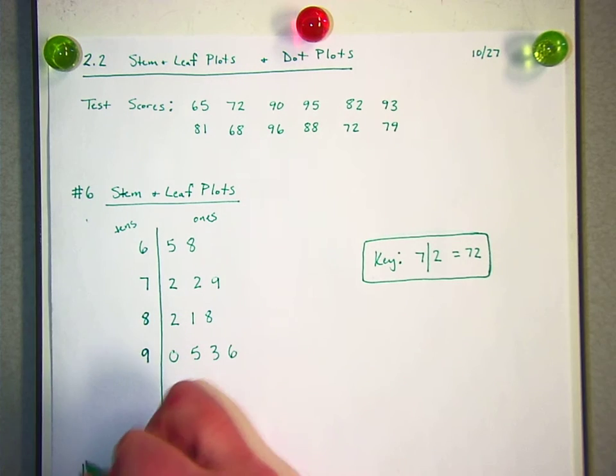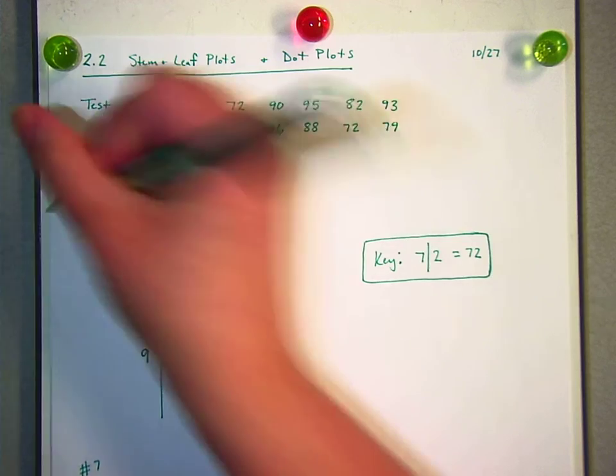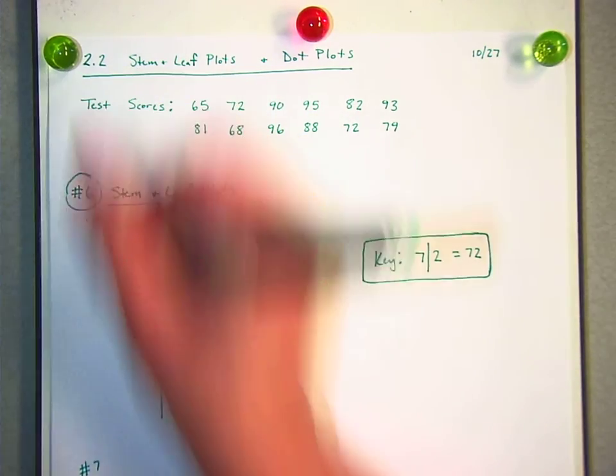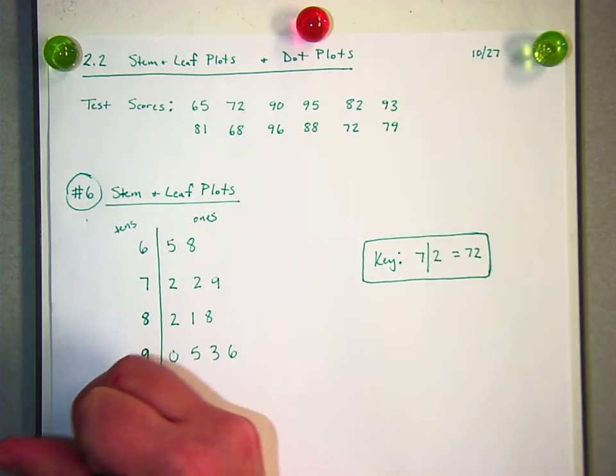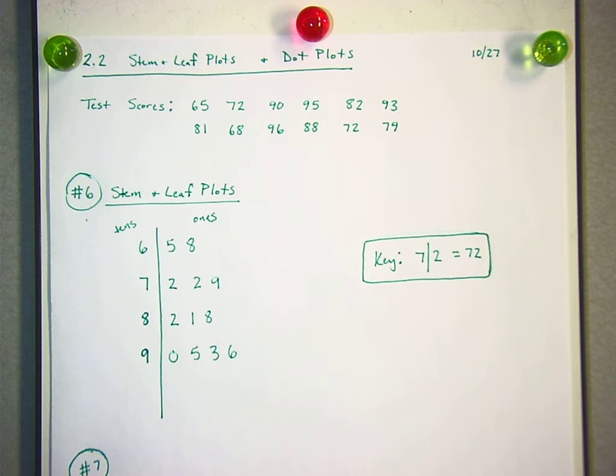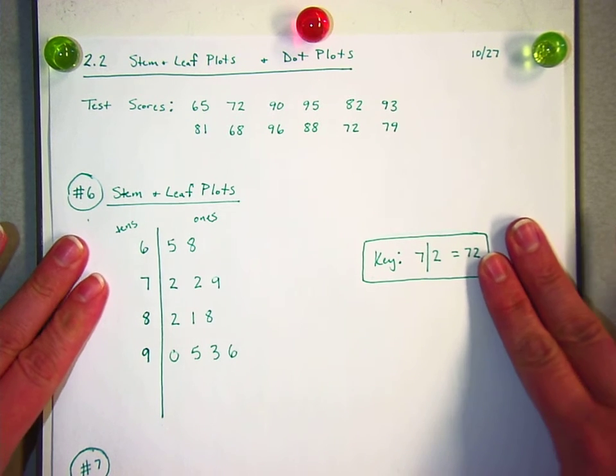Okay. That was graph number 6. Now we're doing graph number 7, which is called a dot plot. So go ahead and pause the video if you need to finish your notes. Moving on.